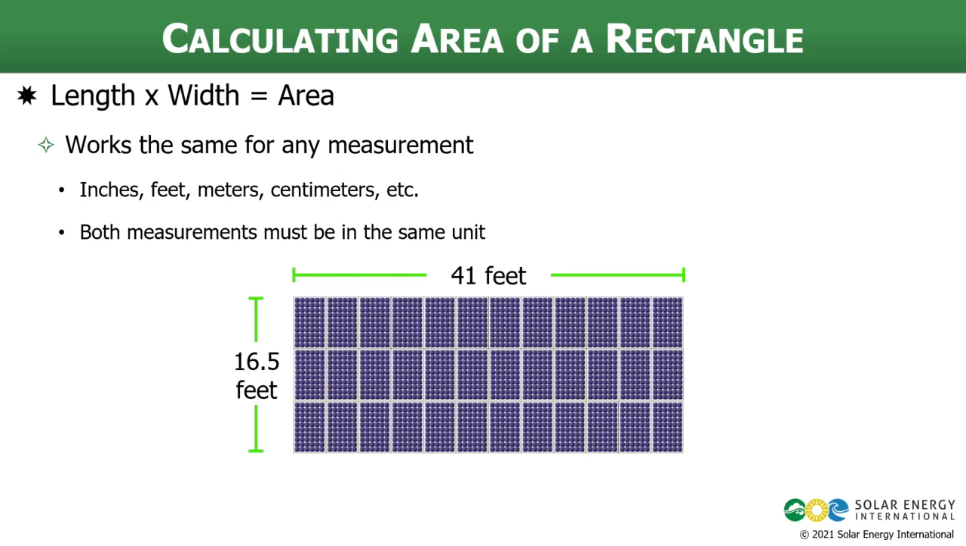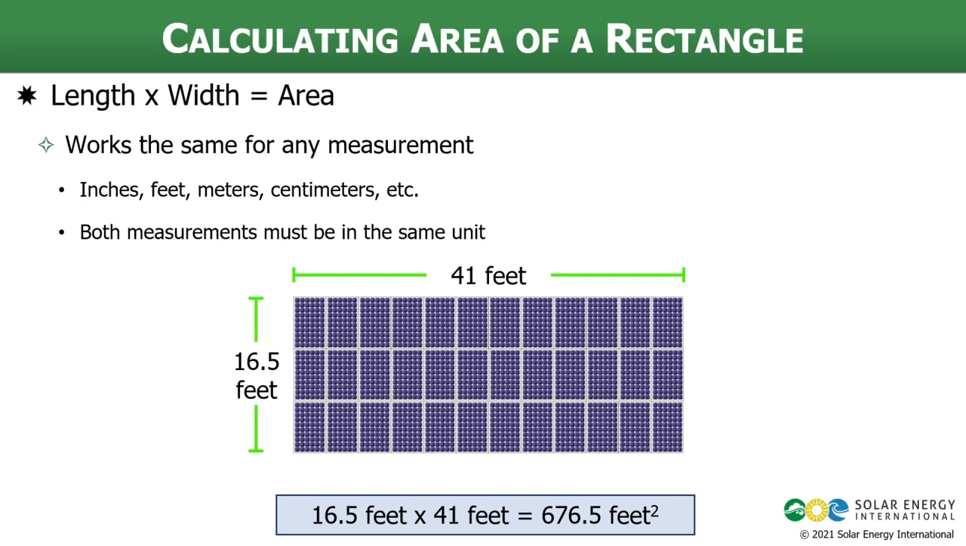We get 3 rows of modules. We can see that 16.5 feet is in a decimal as opposed to 16 feet 6 inches. We converted the 6 inches to half a foot and we get 16.5 feet so that the two dimensions have the same unit of measurement. When we multiply those two, 16.5 feet times 41 feet, we get an area of 676.5 feet squared.